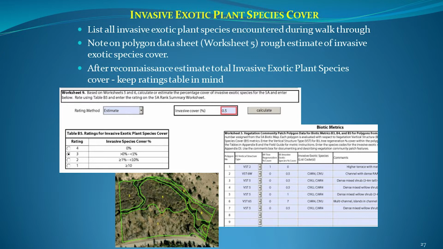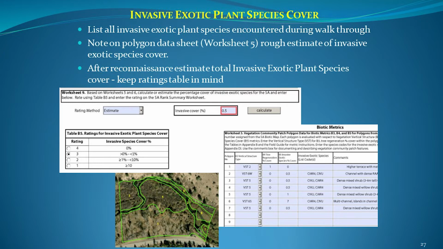this polygon 6. So overall, what we're estimating now, we're using our data on worksheet 5, and this doesn't directly calculate, but we eyeball it, we look at it, we estimate, and we say, overall, for my whole sample area that I just walked through, how much noxious weed cover do I have? And it helps to know what the rating scale is. It's a pretty simple rating scale.